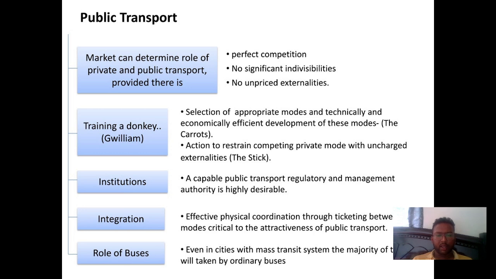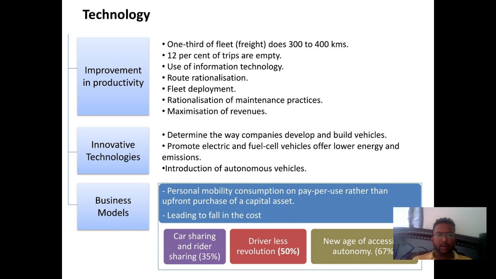Role of buses: even in cities with mass transit systems, the majority of trips will be taken in ordinary buses. Technology improvement in productivity: one third of the fleet does 300 to 400 kilometers, and 12% of trips are empty. Use of information technology, route rationalization, fleet deployment, rationalization of maintenance practices and maximization of revenues.